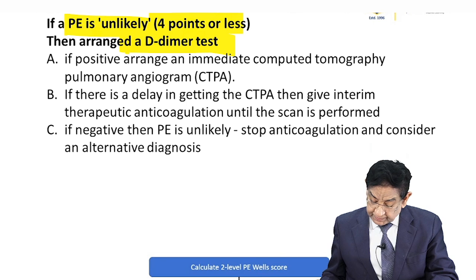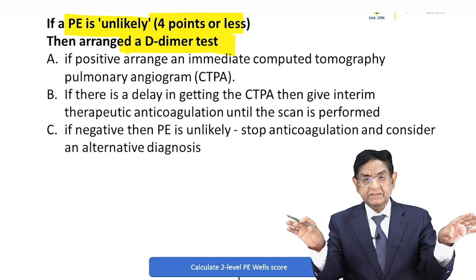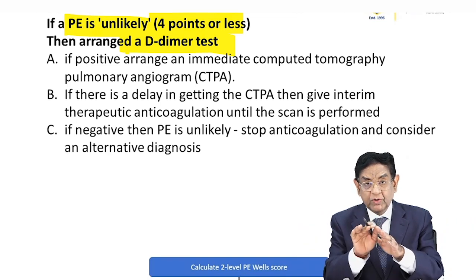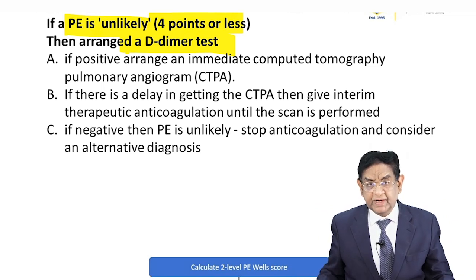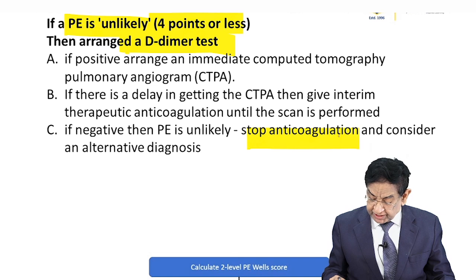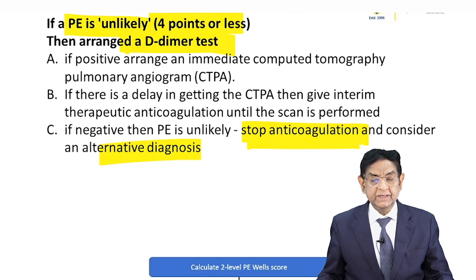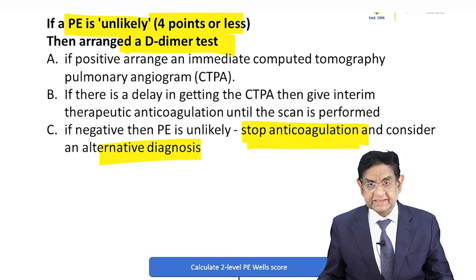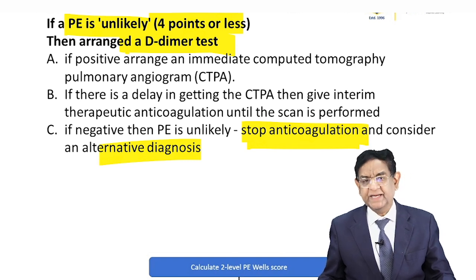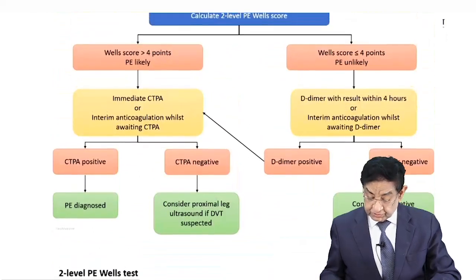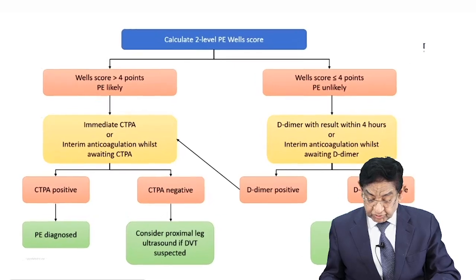Well, we did the CTPA and now there is no chance of PE. Then you can very well stop anticoagulation. Score is less than 4, or the CTPA test is negative, and okay, this is not a case. So then you can stop anticoagulation. So this is a beautiful table. This will give you a summary of how to approach.